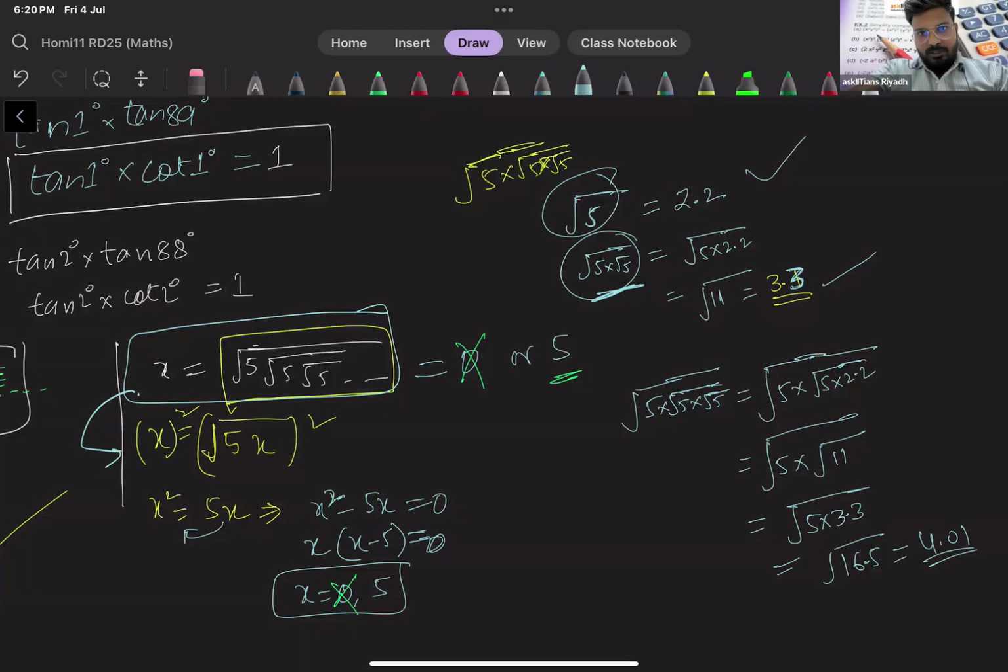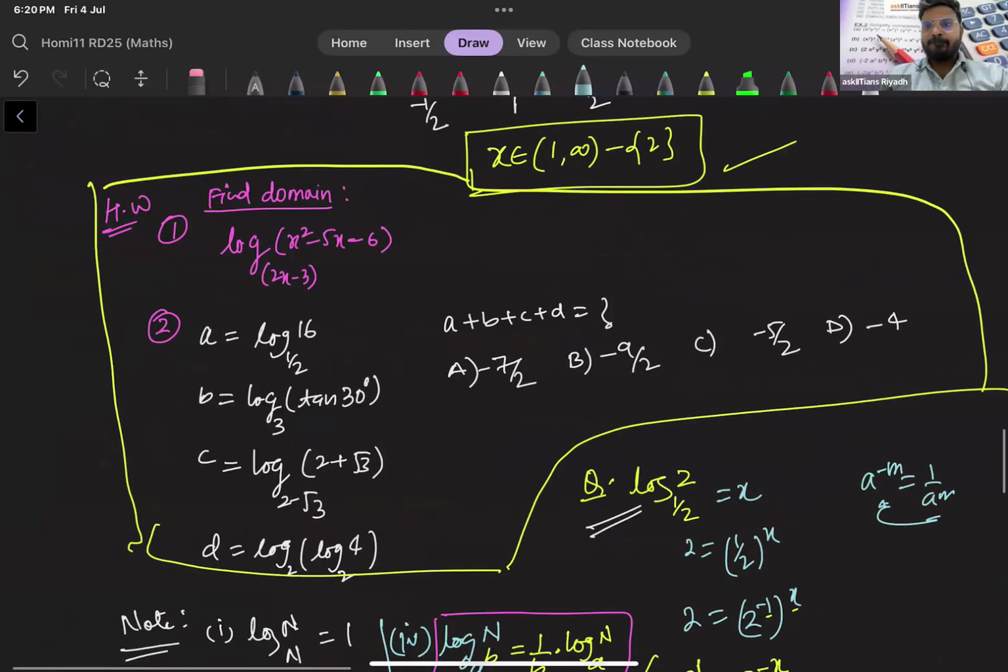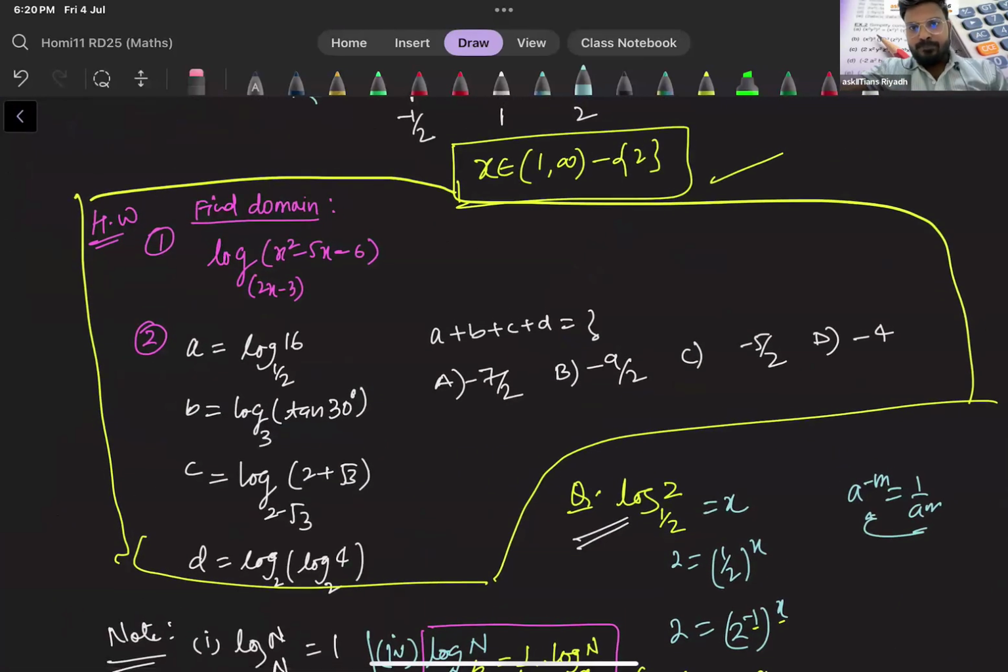Okay. ठीक है? ठीक है. Now try to solve this question. Try to do it. सर कौन सा सवाल? Find domain, this homework question. Domain we need to find for the first question.